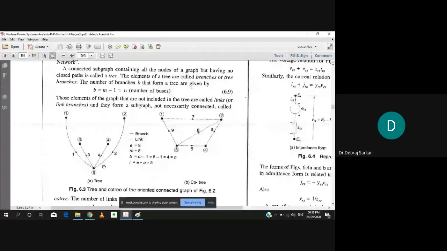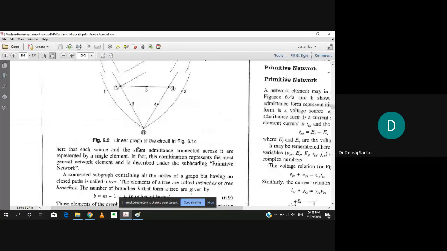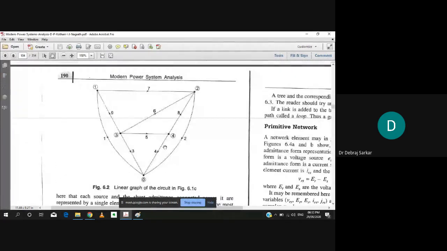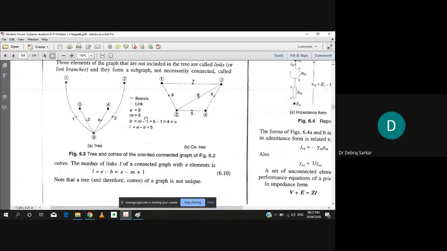For example, I'm repeating everything once again. You see the number of elements is 9. E is equal to 9. That means there are 9 elements here. You see all the elements are numbered, and in total there are 9 elements. M is 5. That means the total number of nodes is 5. The number of branches should be equal to m minus 1, that is 5 minus 1 equal to 4.